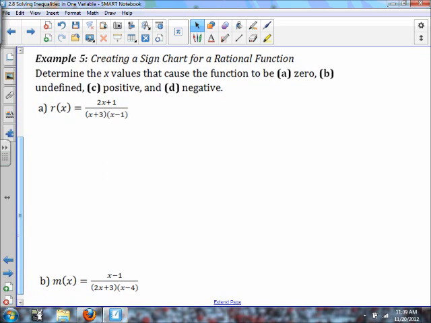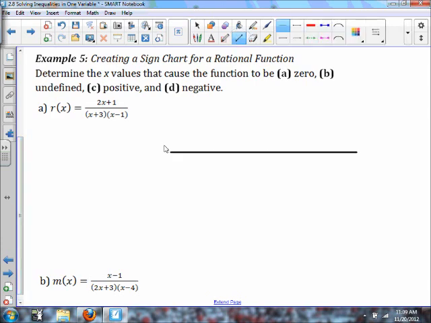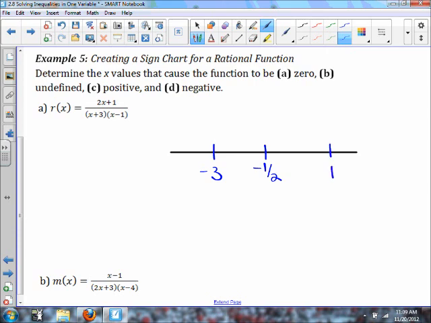Okay, so we're going to have to do part A for 0, undefined, positive, and negative. Super easy. Now I want you to think. Make your sign chart. What are my critical points? Well, where's the top going to be 0? Negative 1/2. Where's the bottom going to be 0? Negative 3, and then 1. So put it in order: negative 3, negative 1/2, and 1.